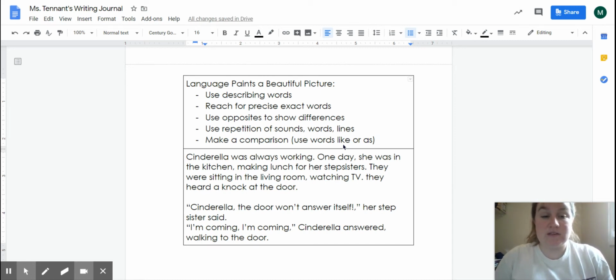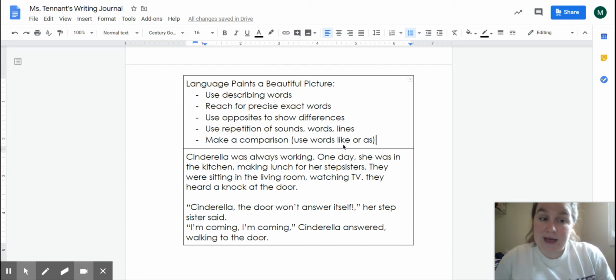So here's part of my story. It says Cinderella was always working. One day she was in the kitchen making lunch for her stepsisters. They were sitting in the living room watching TV. They heard a knock at the door. "Cinderella, the door won't answer itself," her stepsister said. "I'm coming," Cinderella answered, walking to the door.